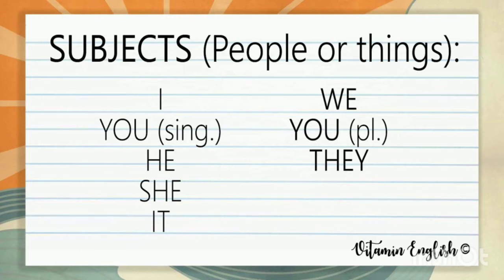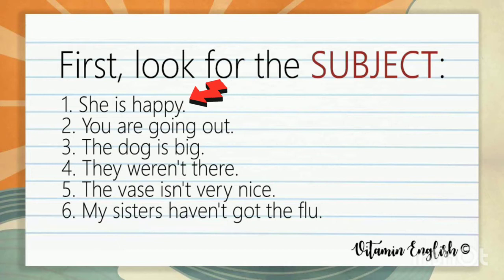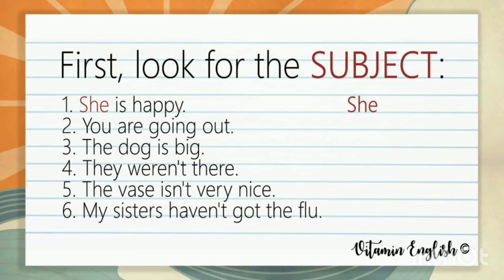So, in our example statements, number 1 says, she is happy. Can you tell what the subject is? It is she. Next is, you are going out. And the subject is you. Third, we have, the dog is big. Here, we don't have the words I, you, he, she, it, we, nor they in the sentence. So what do we do?